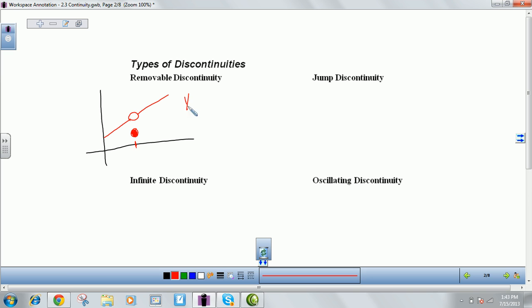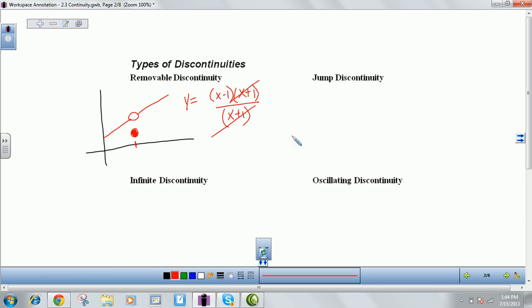A function with a removable discontinuity can look something like x minus 1 times the quantity x plus 1, all over, let's say, x plus 1. You notice that there are factors in the numerator and the denominator that are the same, so they can cancel or be removed. That way that discontinuity is removed.